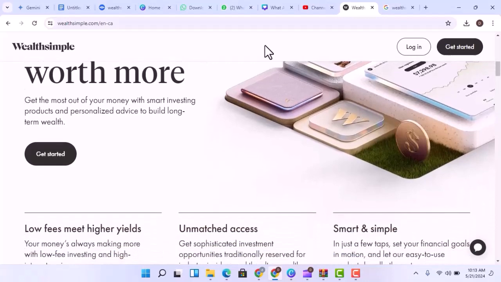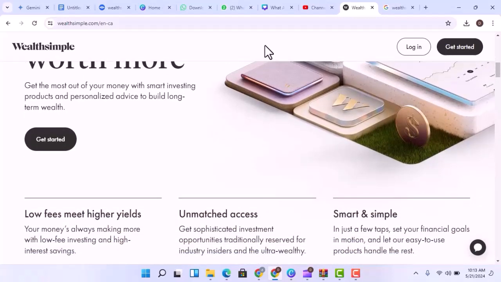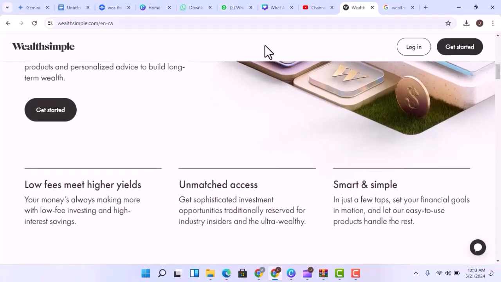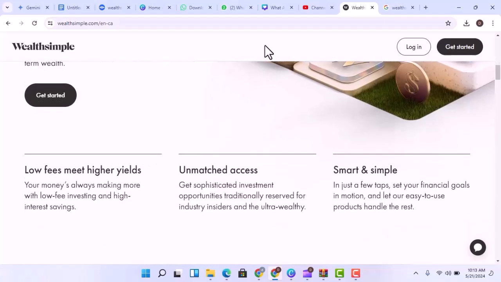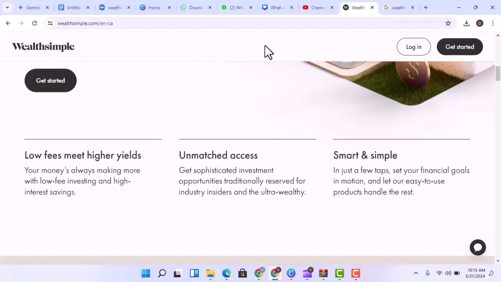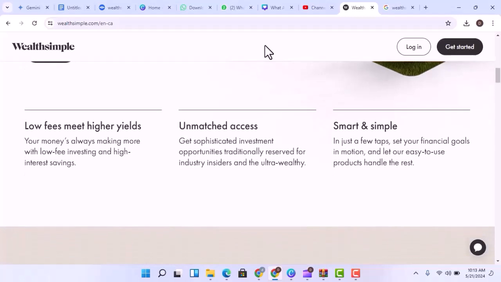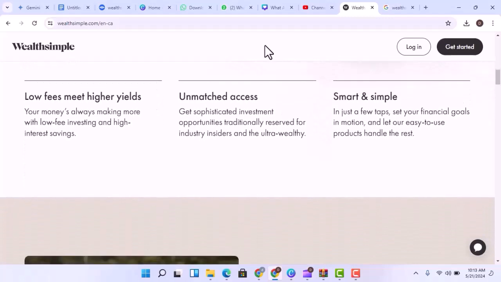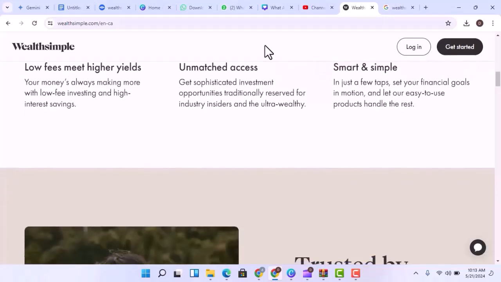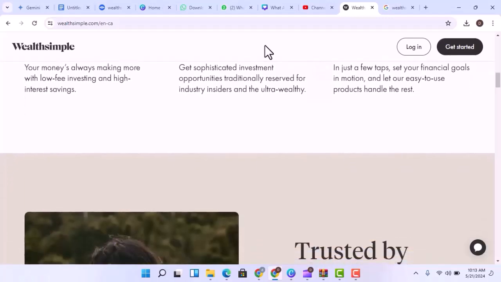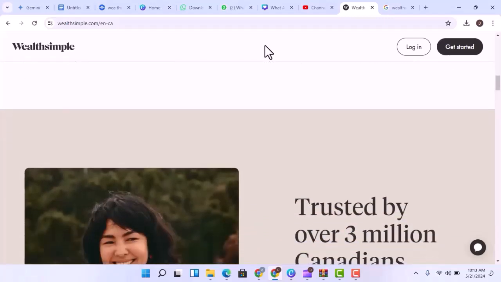Now, for those of you who are new to Wealthsimple, it's primarily a Canadian investment platform. This means their default is, well, Canadian dollars, CAD. So, if you deposit money, it'll automatically sit in CAD unless you take specific steps. But what if you're like us and crave the flexibility of USD? Here's where things get interesting.